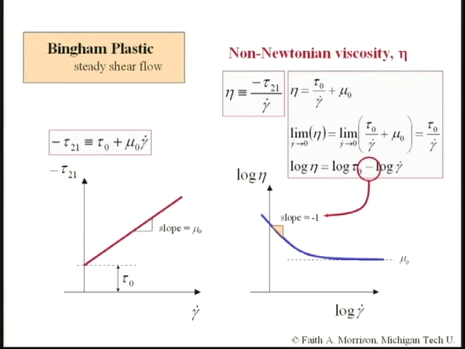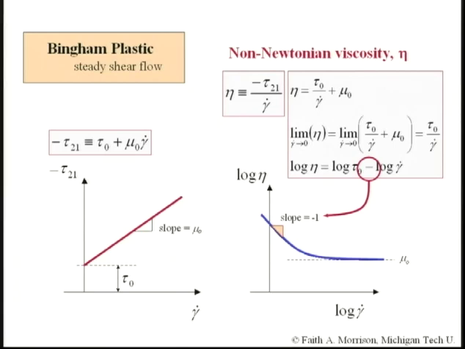So here's that curve. Shear stress is equal to yield stress plus a constant slope times the shear rate. We can turn that into a viscosity function by dividing through by gamma dot. So we divide through by gamma dot, and we get our final function.